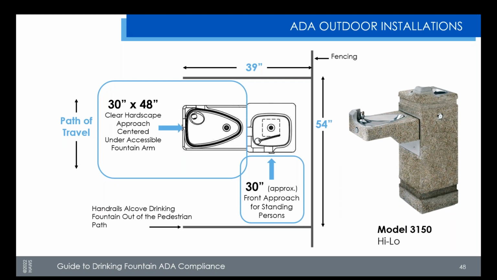Now, if we wanted to add wing walls to that unit, all the requirements would remain the same, still favoring a forward approach, but the guardrails are going to have to extend out at least as far as the leading edge of that drinking fountain to keep it out of our path of travel and to make it detectable by anybody walking through there. And we still need to keep all of our clear floor space, with 54 inches of width there.